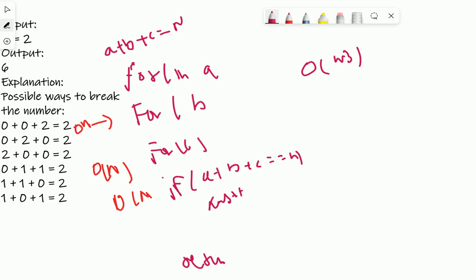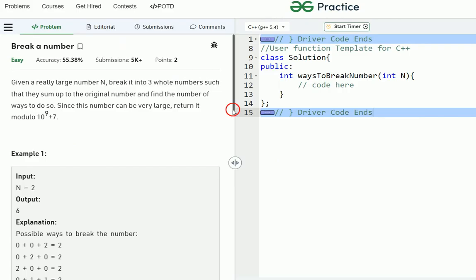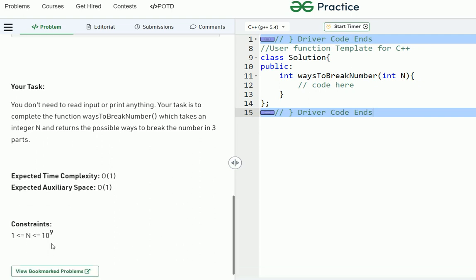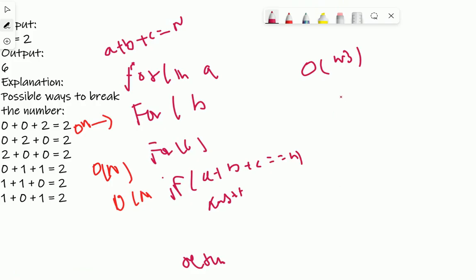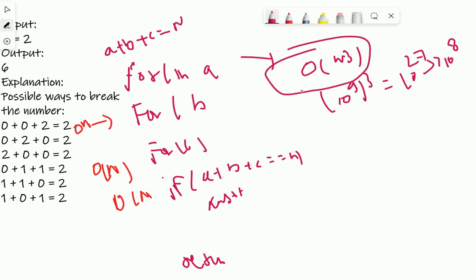Let's check the constraint. So it's 10 to the power 9. If we put 10 to the power 9 in our time complexity, the overall time complexity is 10 to the power 27, which is very much greater than 10 to the power 8. So we cannot submit this solution because it will give you TLE. I have explained the logic behind 10 to the power 8, so we need to optimize this problem. You can check out the video on 10 to the power 8.